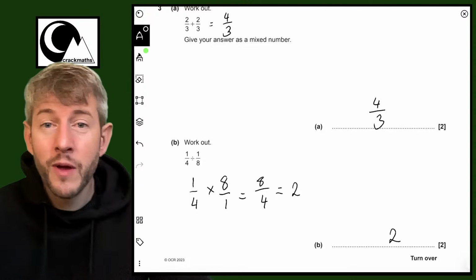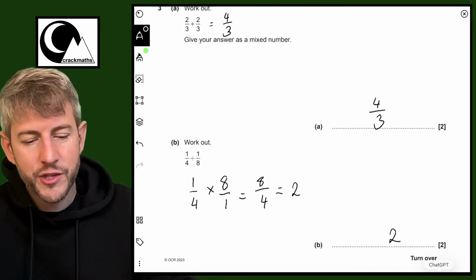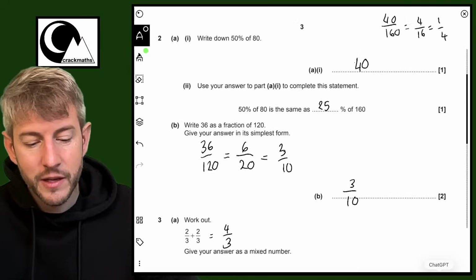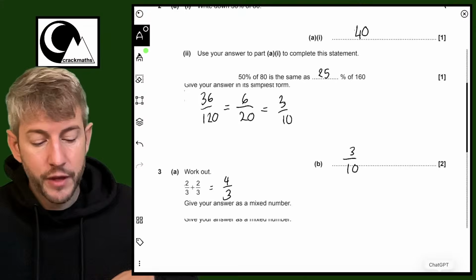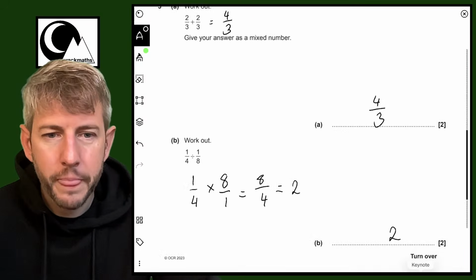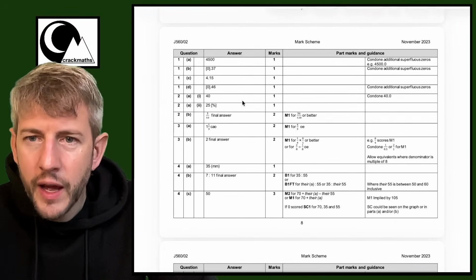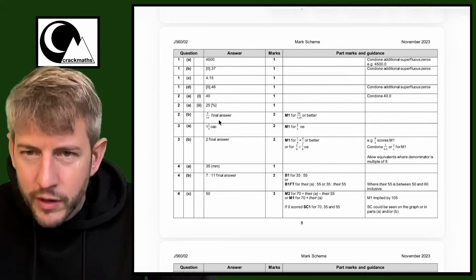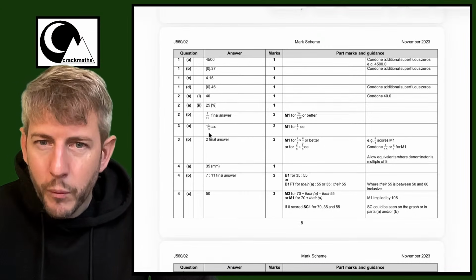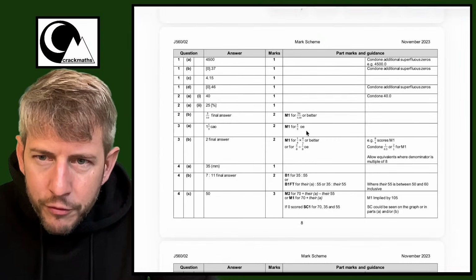Okay, right. So I'm going to quickly take a look at the mark scheme for this page to check that we've got it right. Just remember our answers here. So we had 40, 25, 3 over 10, 4 over 3, and 2. So let's see how they went down. So here we go. 40, 25, 3 over 10, 4 and 1/3, or equivalent. They've said mark M14.